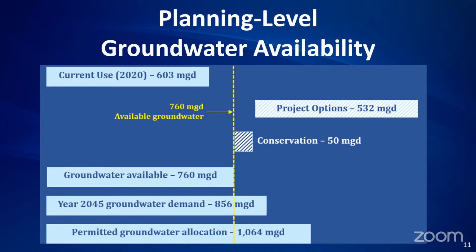Project options for water supply and water resource development include alternative or non-traditional water sources such as brackish groundwater, surface water, stormwater, reclaimed water, aquifer storage and recovery wells and reservoirs.